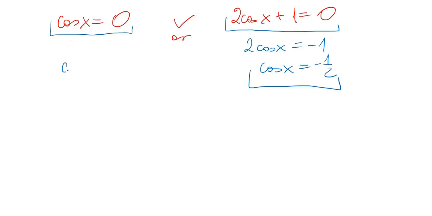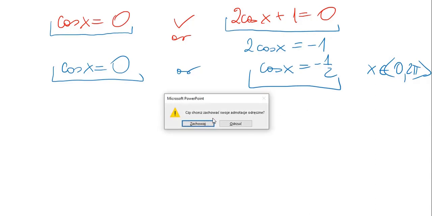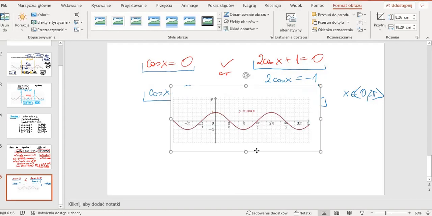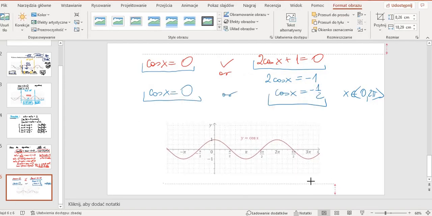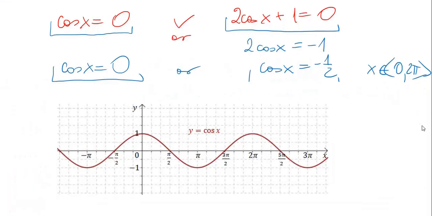So we have these two simple equations, and now we have to go to the function, right? To the function, and find those x's which give us 0 and negative 1/2, and of course between 0 and 2 pi. So let me just put here the cosine function again, because we need this, right? So we will take a look here. Okay, let me go back to the presentation. Right, and now let's take a look.